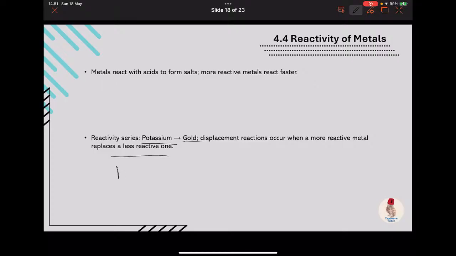So if you have sodium chloride and you have, let's say, sodium nitrate, the sodium is less reactive. So the sodium is more reactive than the silver, so it will displace it, and it will make sodium nitrate, and it will displace the silver, and the silver will be left on the side.